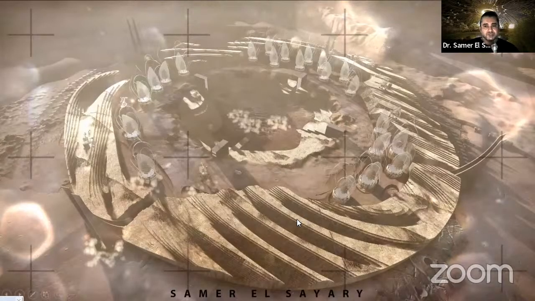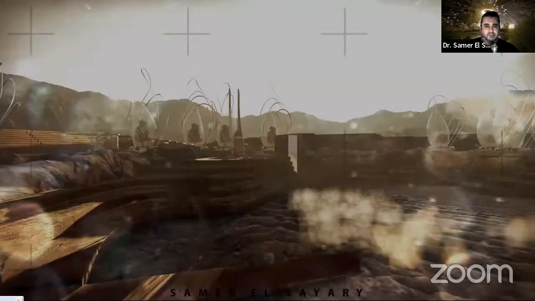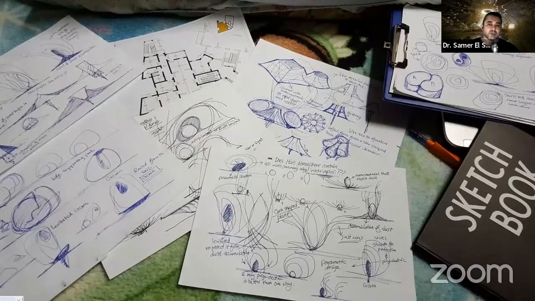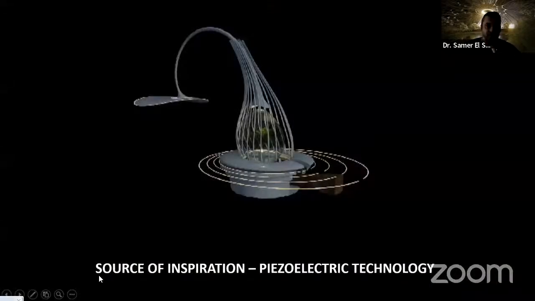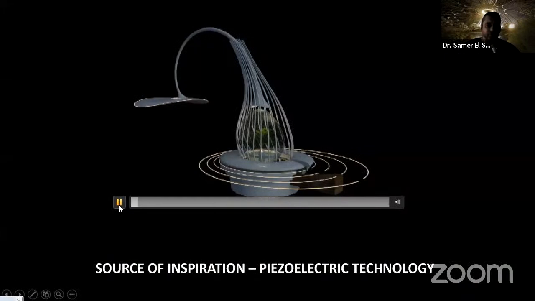These are just renderings to understand how it would look on a dusty day. And I started developing many prototypes. That was in 2017, until I reached the first prototype.